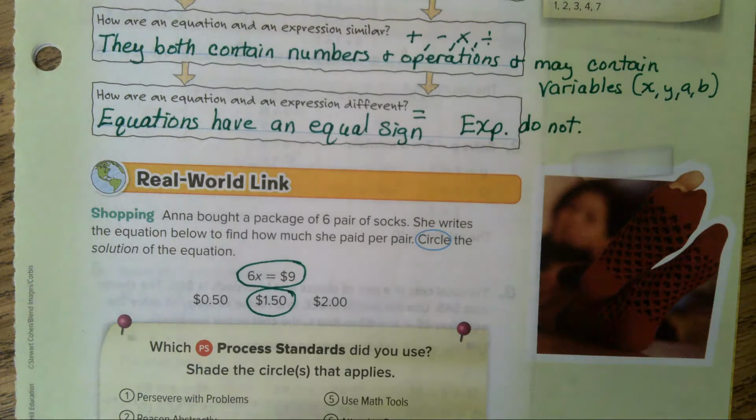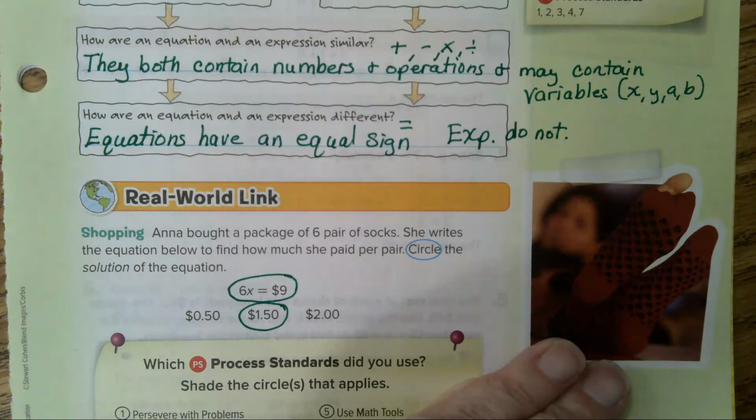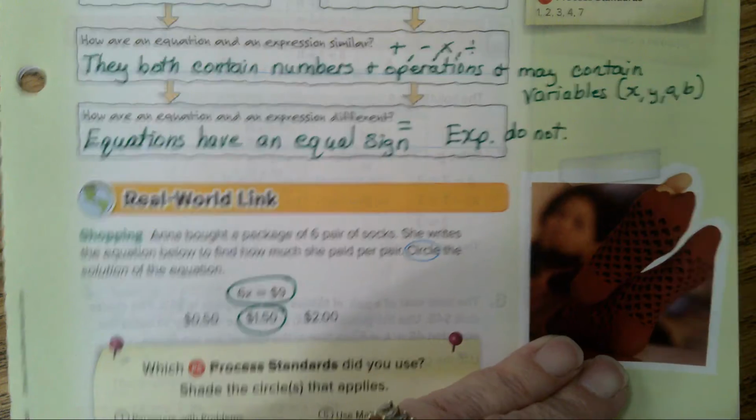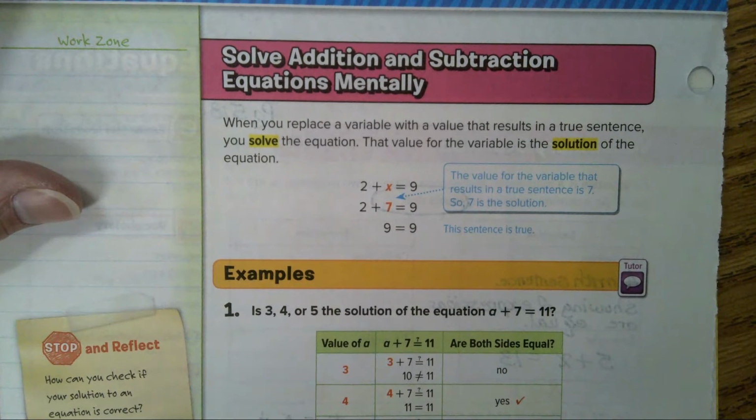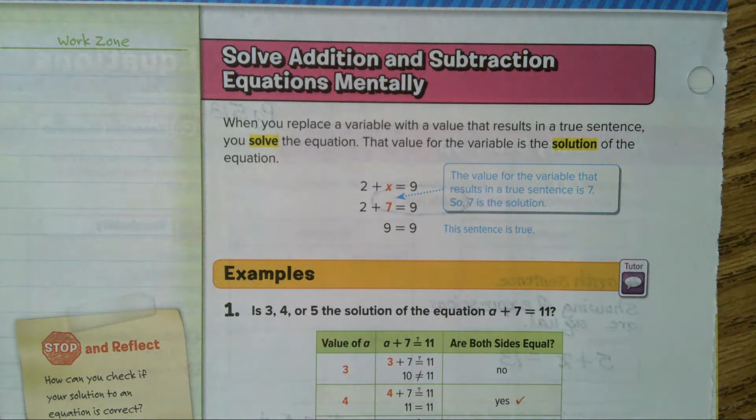Okay, let's go on to page 514. Solve addition and subtraction equations mentally. Now when we start doing this tomorrow, I do not want you to do them mentally, but we're just going to go over some vocabulary to help you feel familiar with this. It says, when you replace a variable, which is a letter, with a value that results in a true sentence, you solve the equation. Solve means you get the answer for the variable, kids. That value for the variable is the solution of the equation.